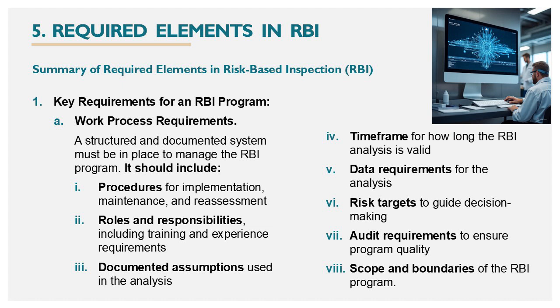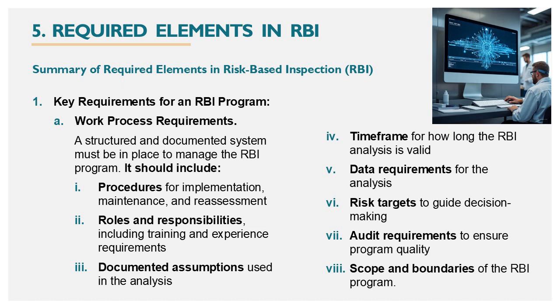It should include, number 1 is procedures for implementation, maintenance, and reassessment. Number 2 is roles and responsibilities, including training and experience requirements. Number 3 is documented assumptions used in the analysis. Number 4 is timeframe for how long the RBI analysis is valid. Number 5 is data requirements for the analysis. Number 6 is risk targets to guide decision-making.